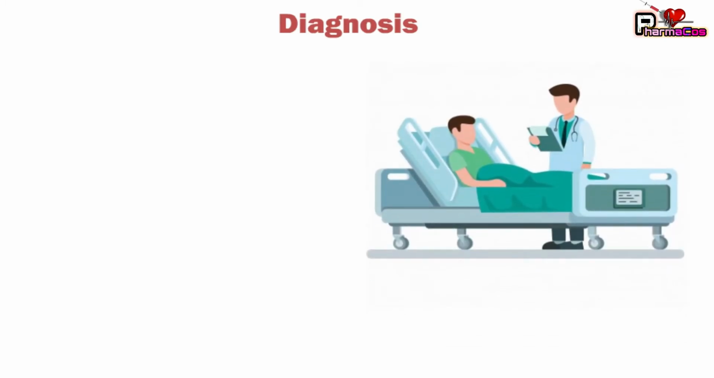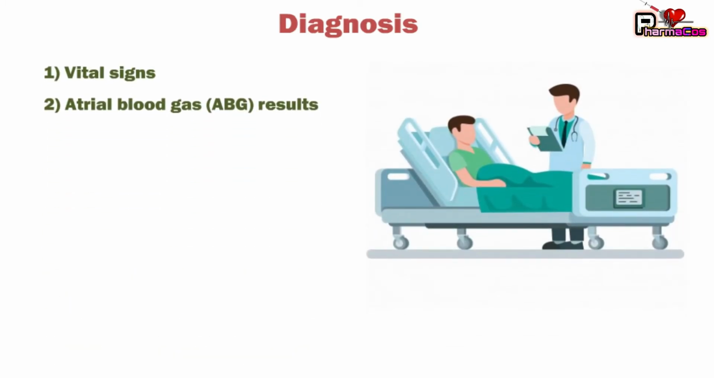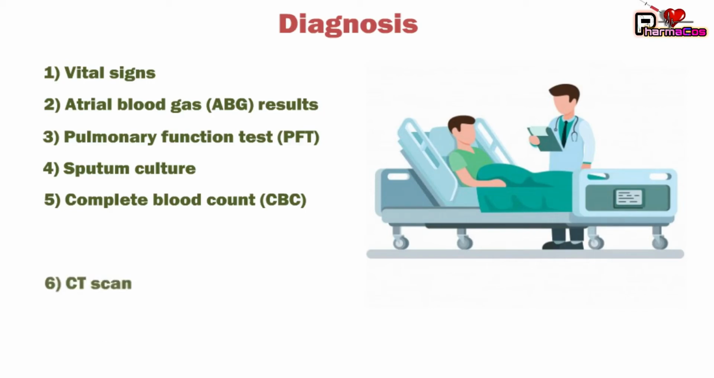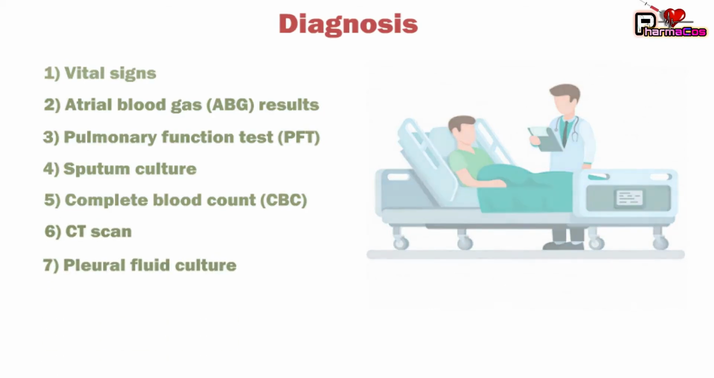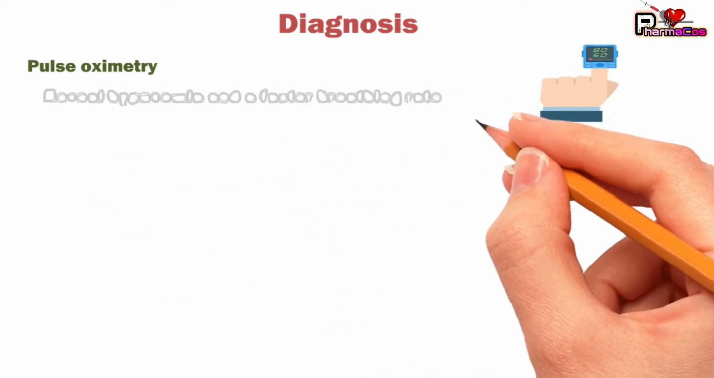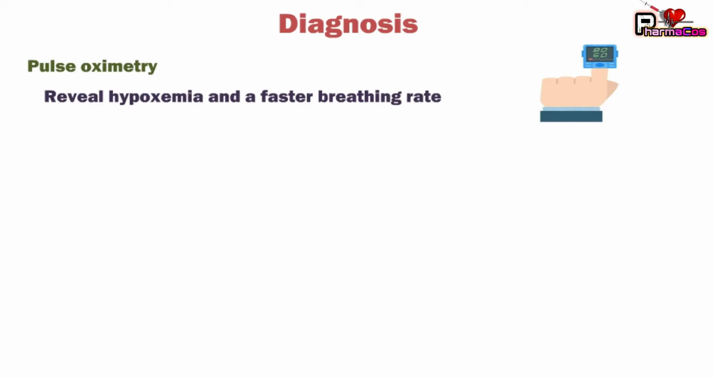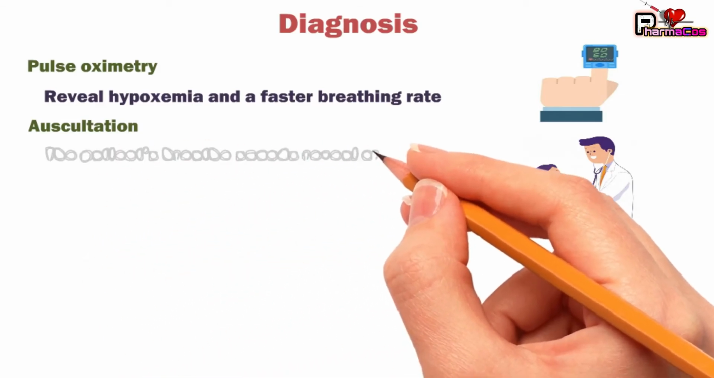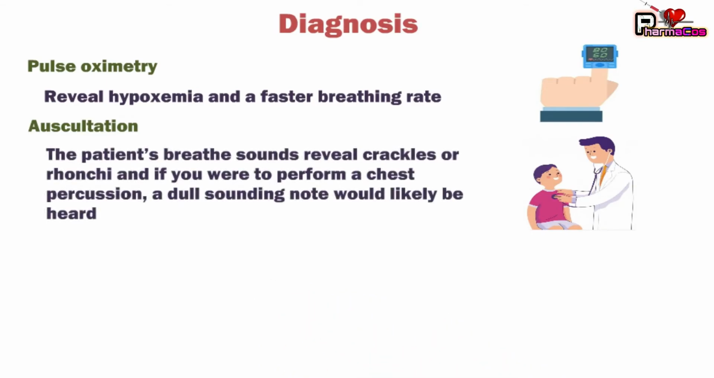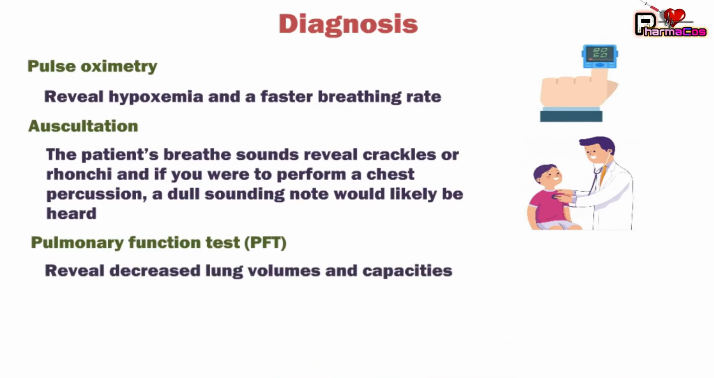Other tests and findings to look for include vital signs, arterial blood gas results, pulmonary function test, sputum test, complete blood count, CT scan, and pleural fluid culture. The patient's pulse oximetry would likely reveal hypoxemia, and a faster breathing rate is common as well. The patient's breath sounds through auscultation will likely reveal crackles or rhonchi, and if you were to perform a chest percussion, a dull sounding note would likely be heard. The patient's PFT result would likely reveal decreased lung volumes and capacities.